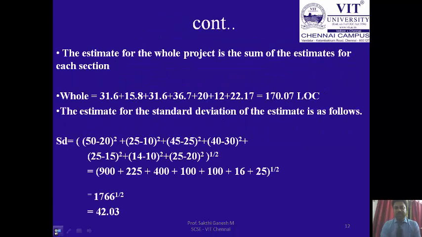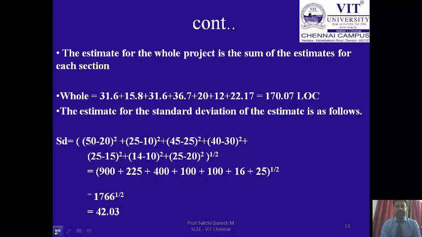The estimate for the standard deviation for the estimate of the following is SD. The formula is the square root of the sum of the squares. So for the first one it is max minus min the whole square, plus max minus min whole square of part 2, max minus min the whole square of part 3, max minus min the whole square of part 4, and as follows. So it is raised to the power 1 by 2. So it will come around 900 plus 225 plus 400 plus 100 plus 100 plus 16 plus 25 the whole power 1 by 2. That is equal to 1766 whole power 1 by 2. That is equal to 42.07.